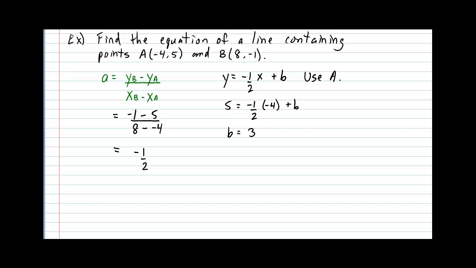So in the end, the rule for this equation that contains points A and B is y, or f of x, is equal to -1/2 x plus 3. That's all it takes, ladies and gentlemen, to determine the equation of a straight line in functional form.